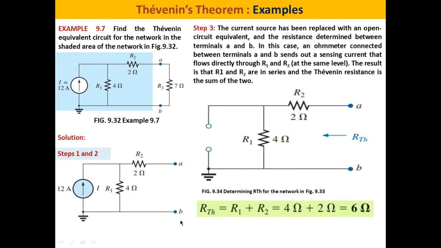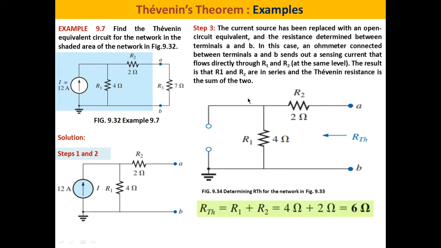and B. Now, the third step is to make all the sources 0. Here what we have is a current source. So what does it mean to make the current source 0? It is to replace it by an open circuit. So for step 3, as you can see in figure 9.34, we have replaced the current source by an open circuit. And then we look from AB and we calculate R Thevenin.